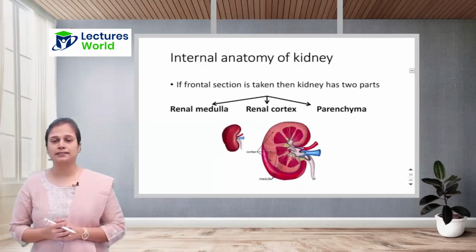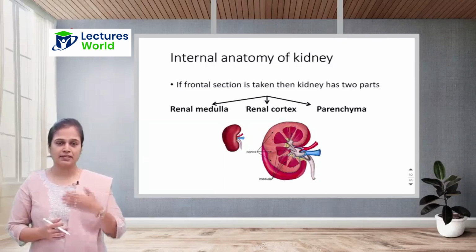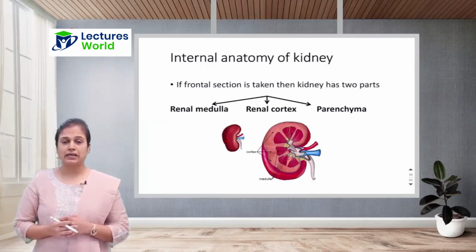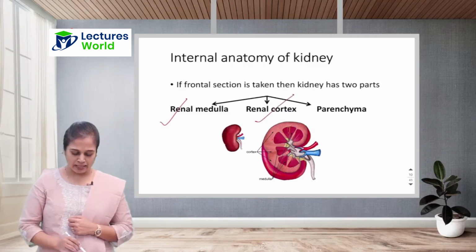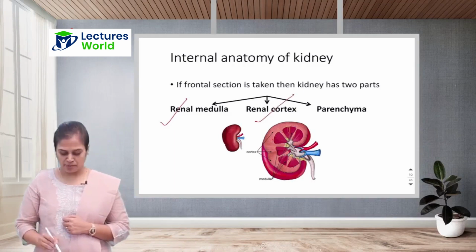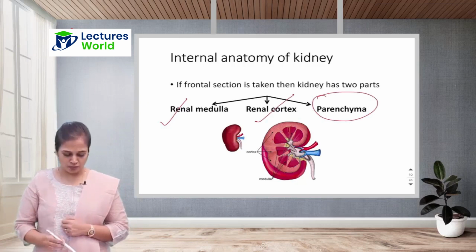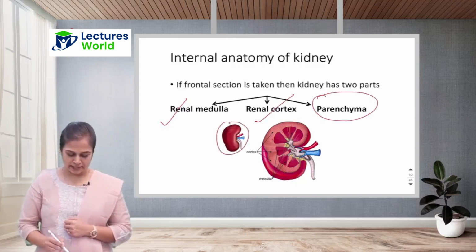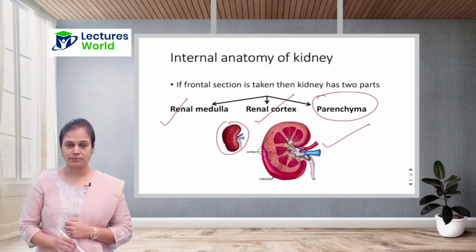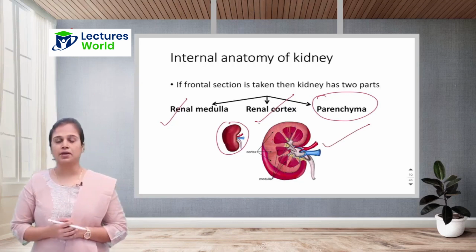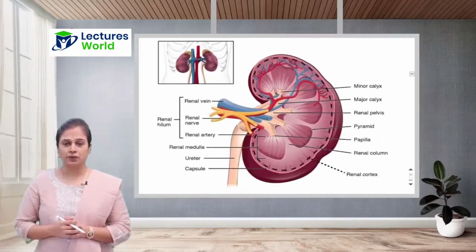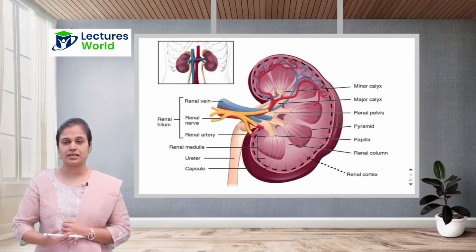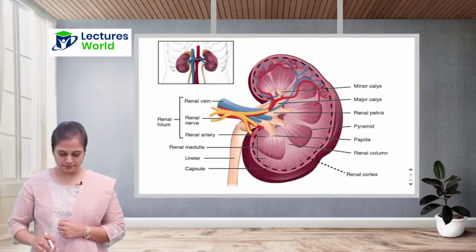Moving on to the internal anatomy of the kidney, if we take a frontal section of the kidney, there are basically two parts: renal medulla and renal cortex. And the renal medulla and renal cortex make the renal parenchyma. So this is the kidney, and if we take this section, internally the kidney looks like this, and it has three parts: renal medulla, renal cortex and parenchyma. In this you can see the section, how a section of a kidney looks.